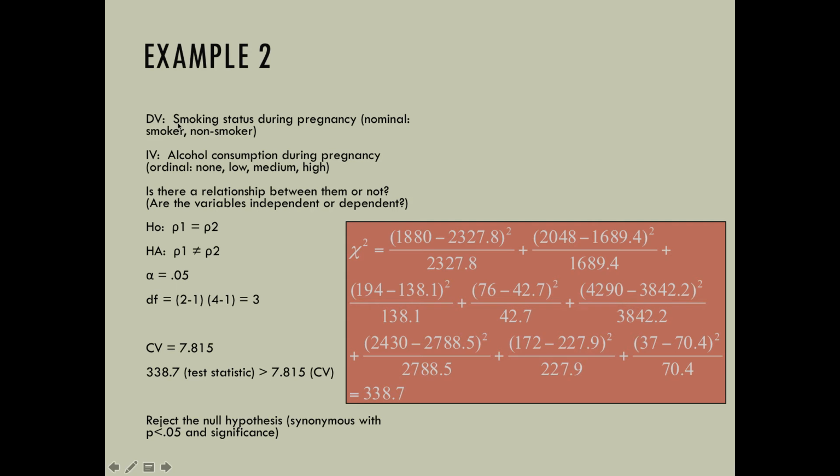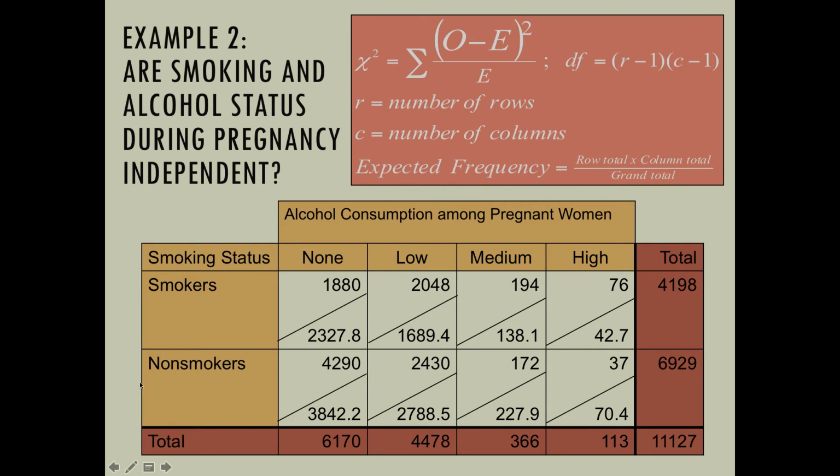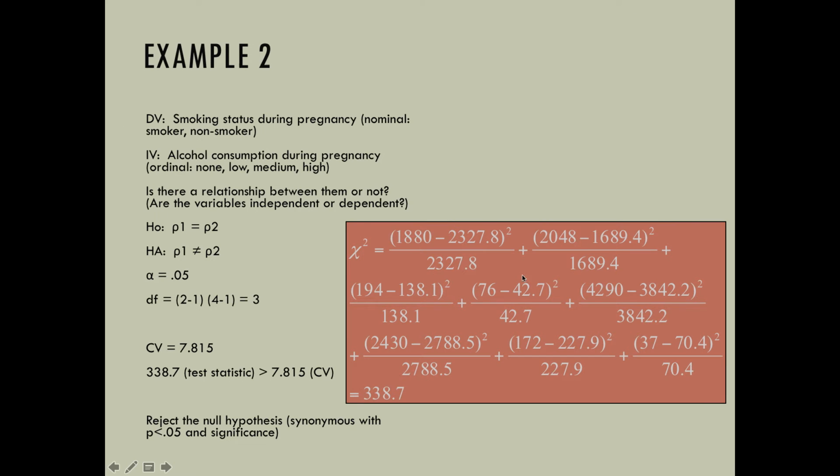So now we're going to identify the DV, smoking status during pregnancy. So the DV is always these two rows here, and the IV is always this top, the things that are in the columns. So the IV is alcohol consumption during pregnancy, and this is measured ordinally because not drinking any is less than drinking a low amount, which is less than drinking a medium amount, which is less than drinking a high amount. So there's an order to those categories, so it's ordinal. And there's 3 or more of them.